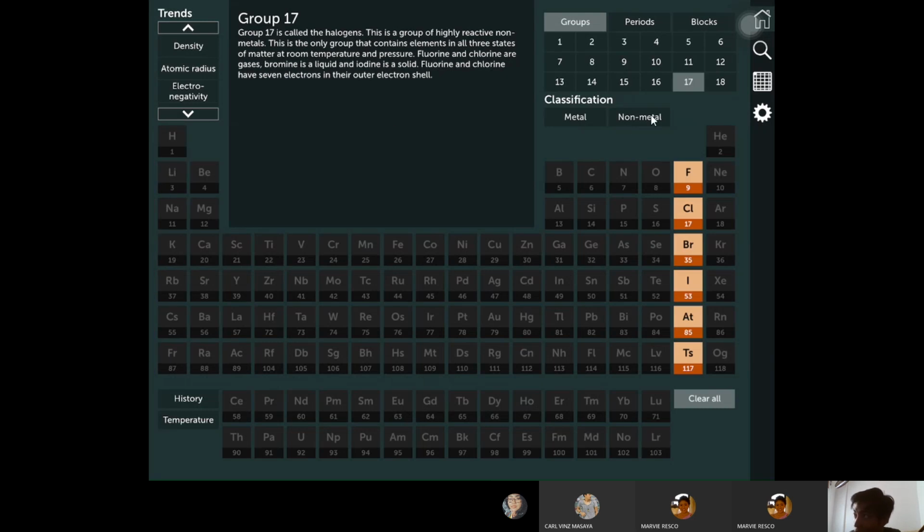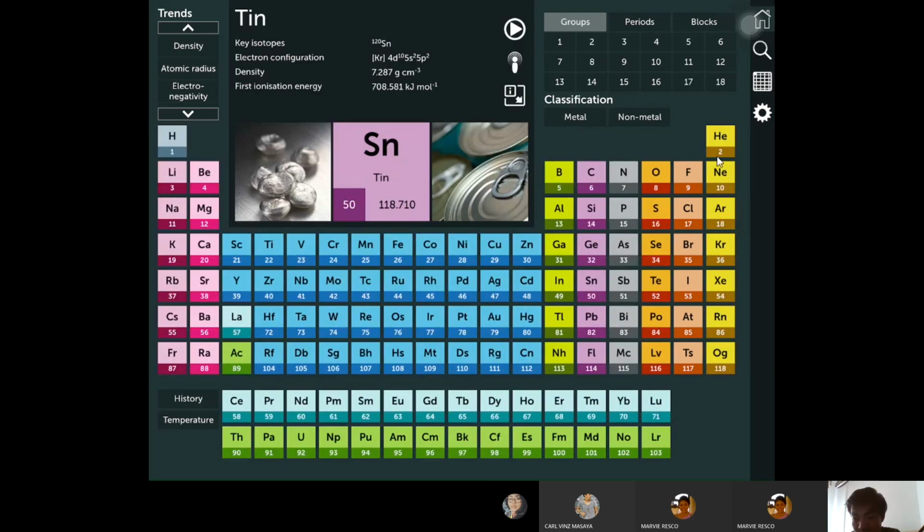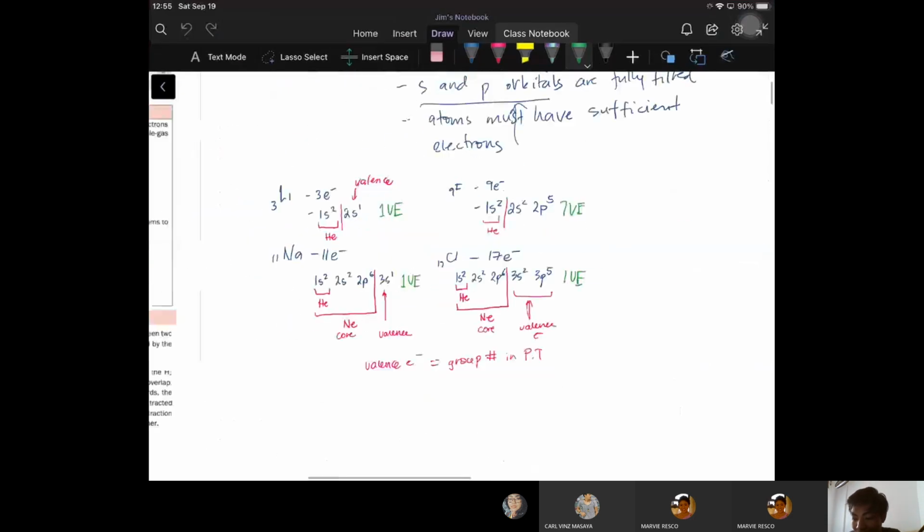Tignan natin ito. Group 7 yan, no? So hindi yan 17, sinama niya kasi yung gitna eh. So dito tayo, group 7. 'Di ba nung nagsusulat tayo ng electron configuration, si fluorine, 7 yung valence electron niya. Si chlorine, 7 din. So that means, si bromine, iodine, no, sila dyan sa family na yan ay 7 din yung valence electrons. Okay.